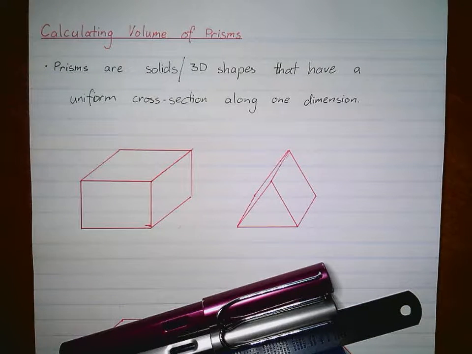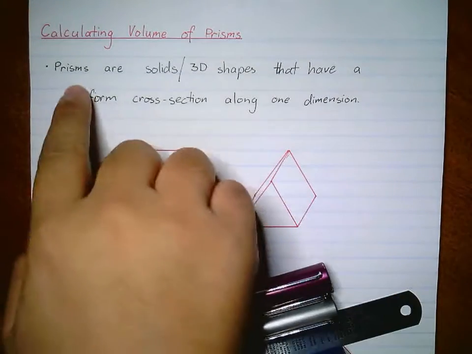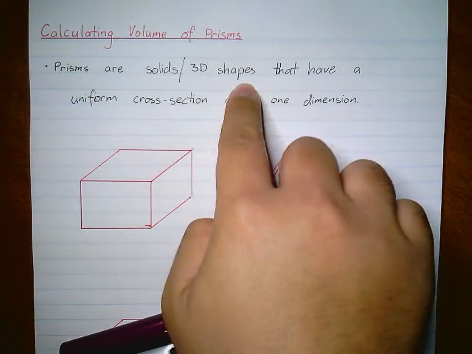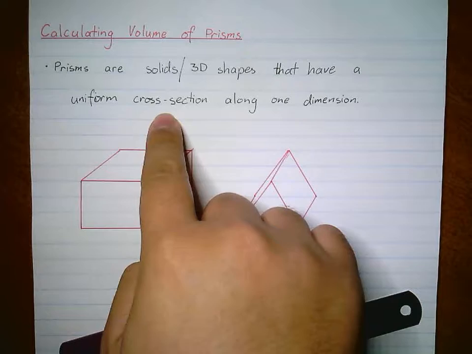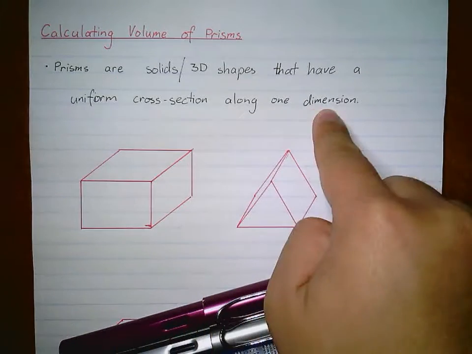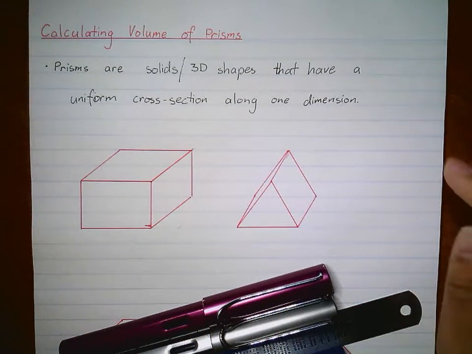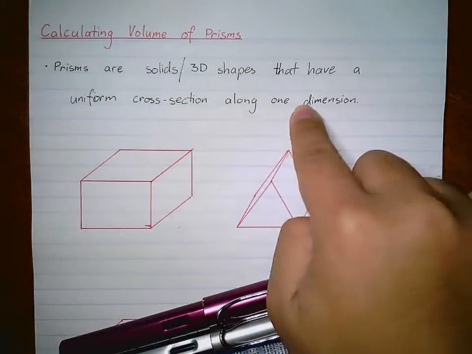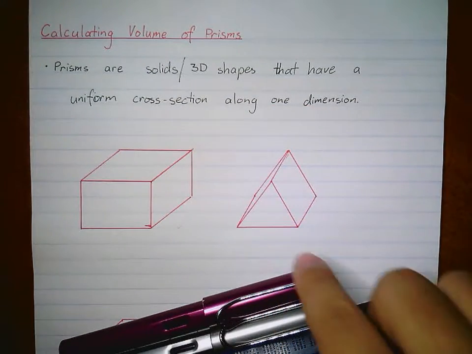Hello class, this is a video tutorial on calculating the volume of prisms. First, in this tutorial, we're going to learn what prisms are. Prisms are solids or 3D shapes that have a uniform cross-section along one dimension. Okay, well, it should be one of its dimensions.